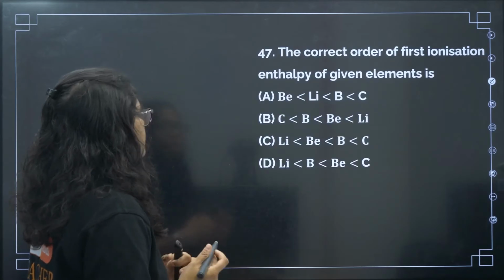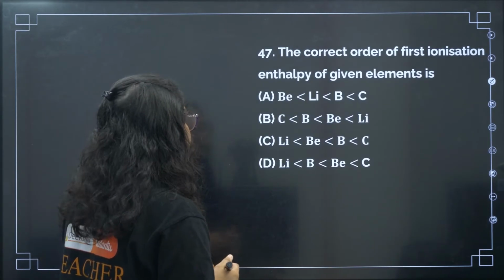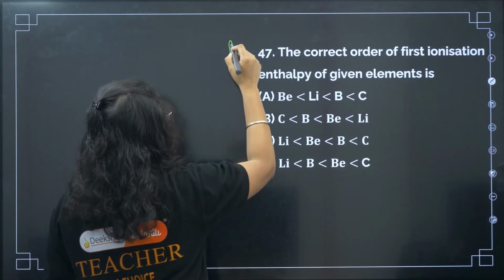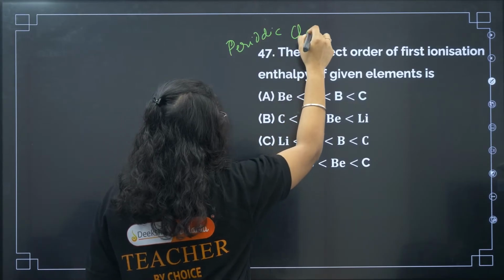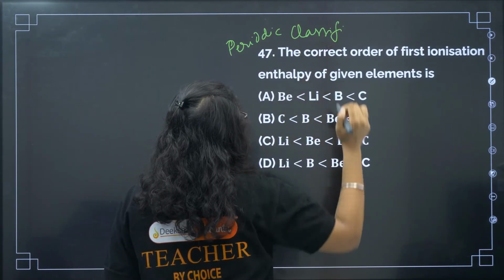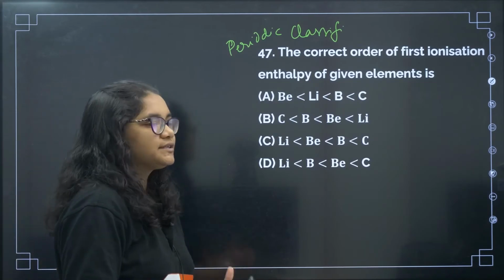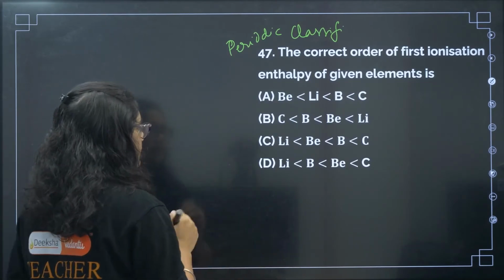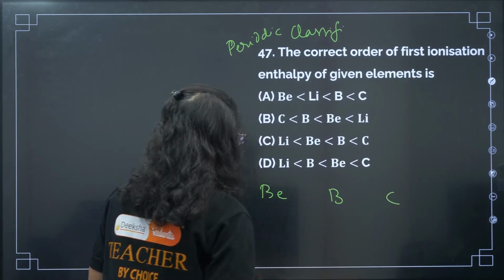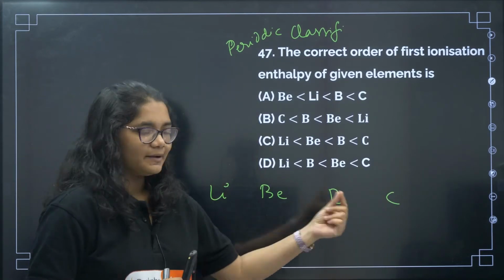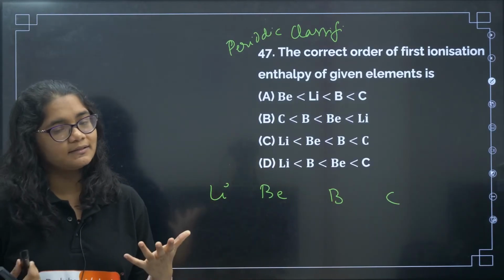Next, coming to question number 47, the correct order of first ionization enthalpy of given elements is. This question is from your periodic classification, right? You need to know the exceptions that you have to remember in this particular chapter. So for first ionization enthalpy, the options given are lithium, beryllium, boron and carbon, right? If you remember, these four elements belong to the same period, and along the period, what happens to the ionization enthalpy?